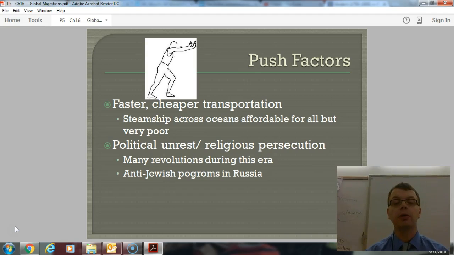And lastly, political unrest and religious persecution also leads to a lot of people leaving their lands. There's many revolutions in this era, as we just talked about. We just went over the era of revolution with the American Revolution, French Revolution, Haitian Revolution, Latin American revolutions. There's anti-Jewish pogroms in Russia, which means a lot of Jewish people want to leave Russia during this time period as well.